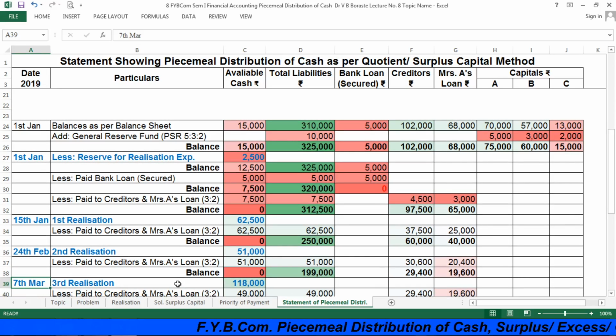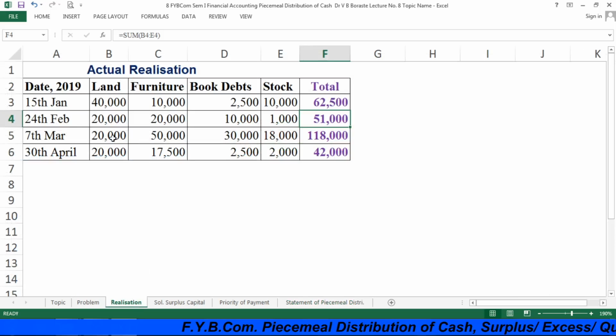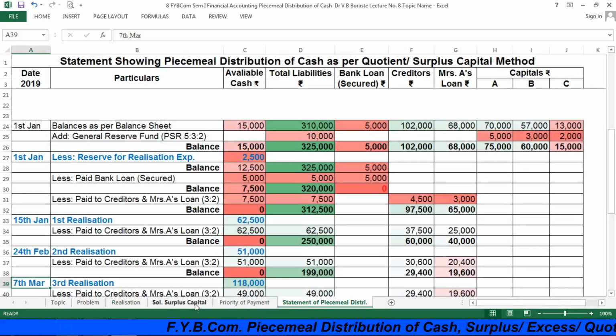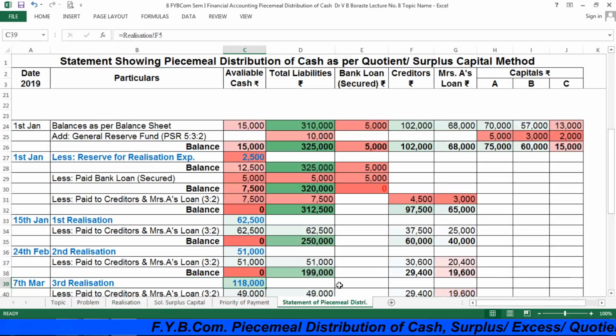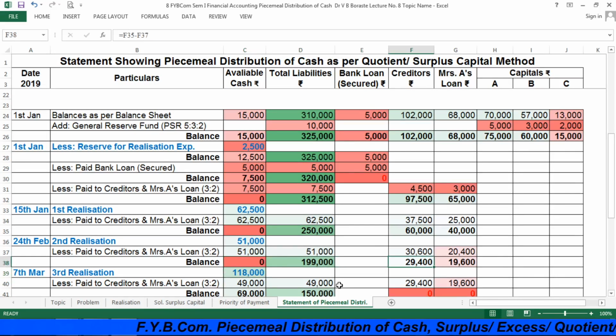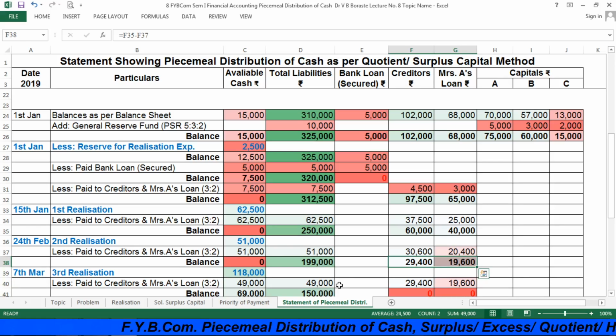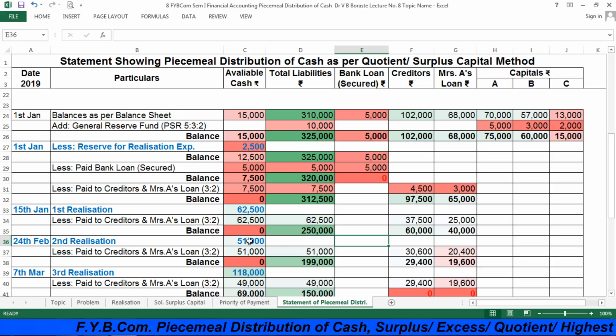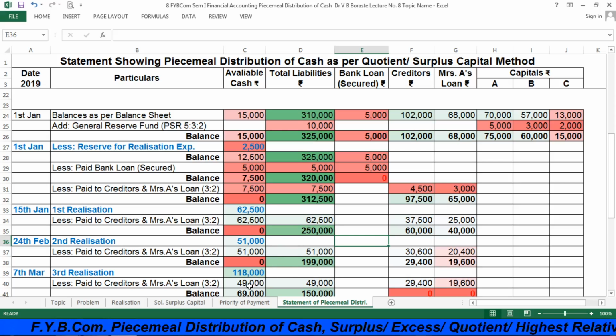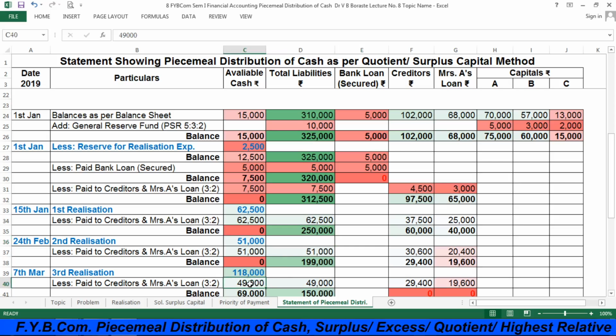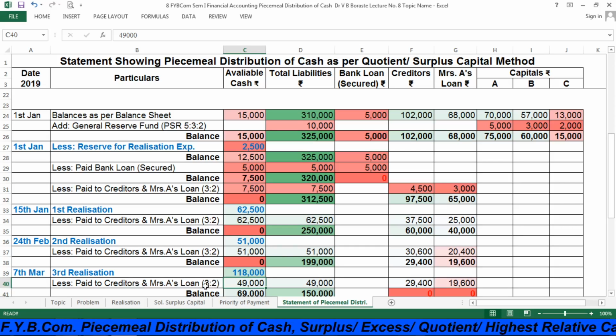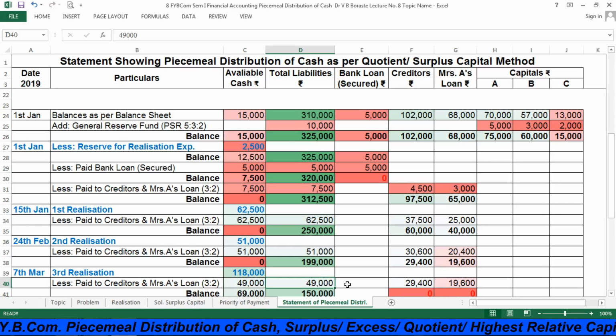So call third realization. Third realization on 7th March is of 1,18,000. Now we have to pay 49,000 to creditors and Mrs. A's loan. As we have already paid 62,000 in the first step and 51,000 in the second step, and the total amount payable to creditors and Mrs. A's loan is 1,70,000, still 49,000 is payable. So you can pay creditors and Mrs. A's loan 49,000. Total liability will be reduced by 49,000.